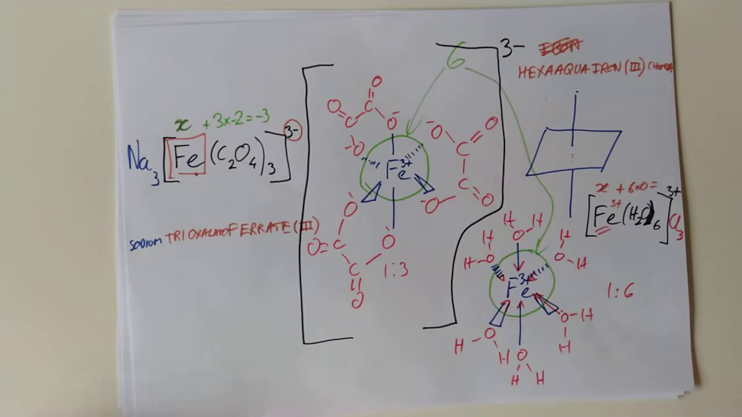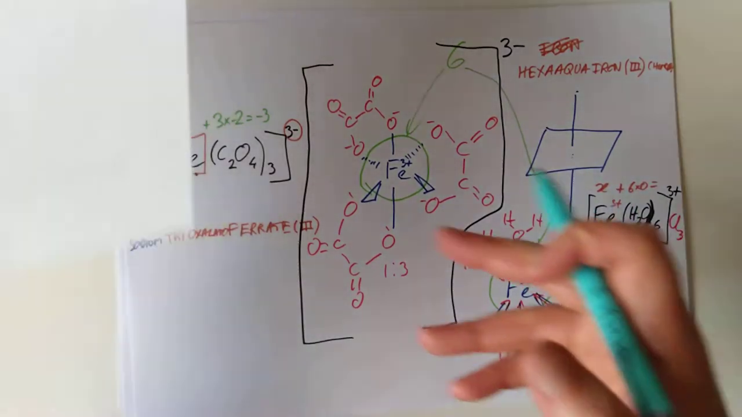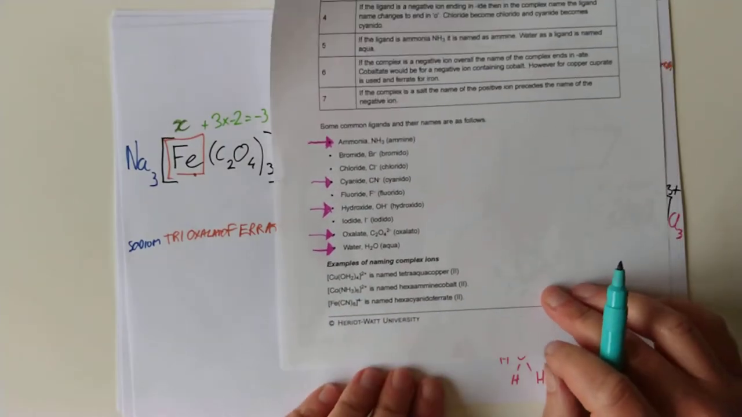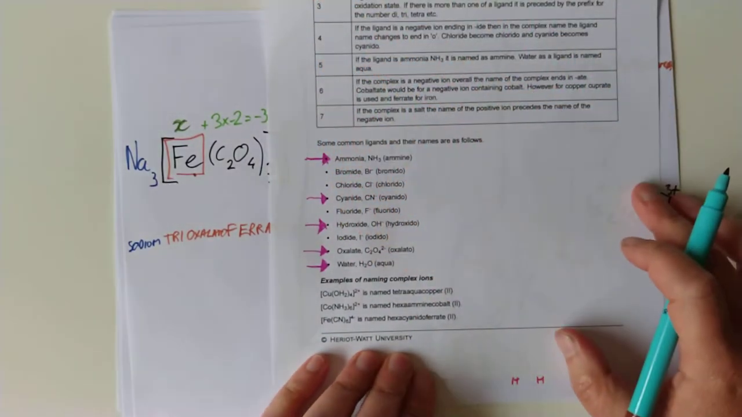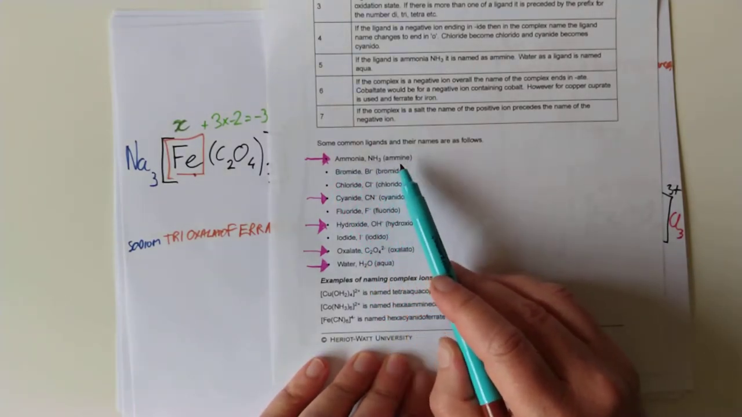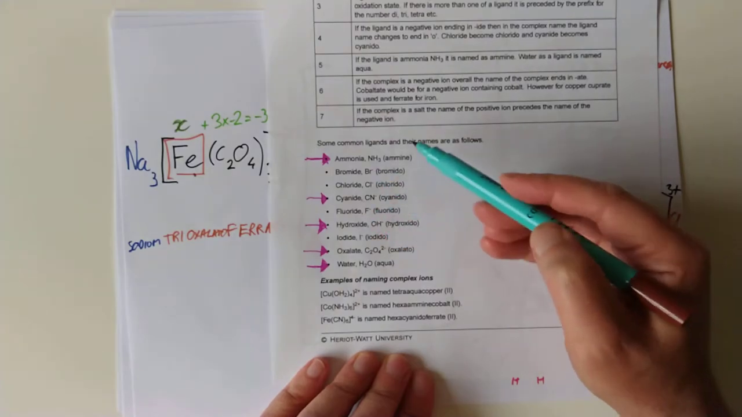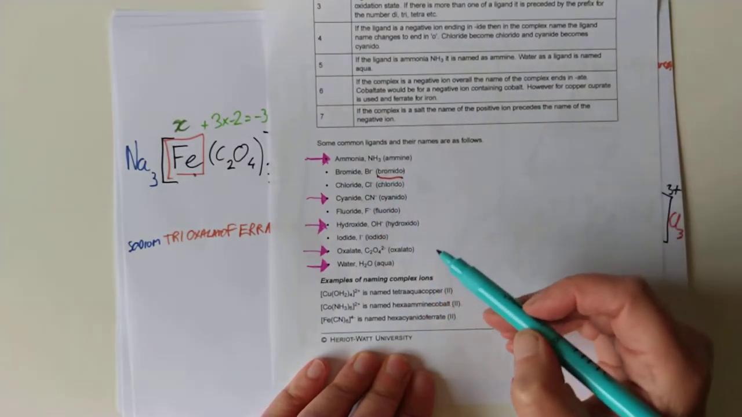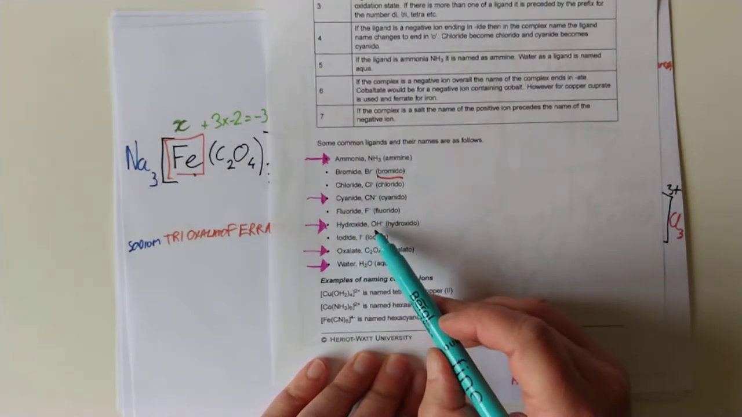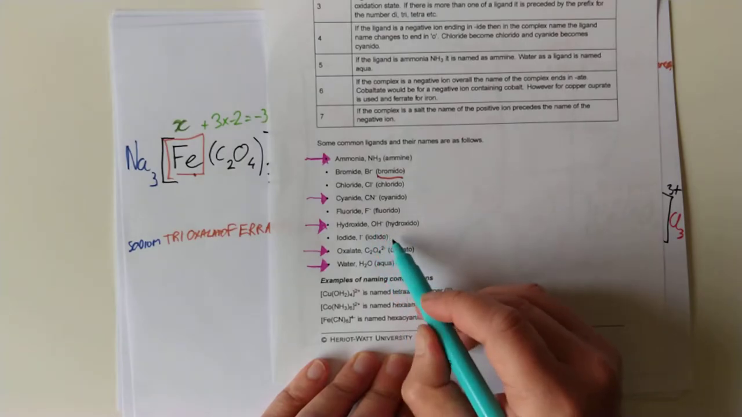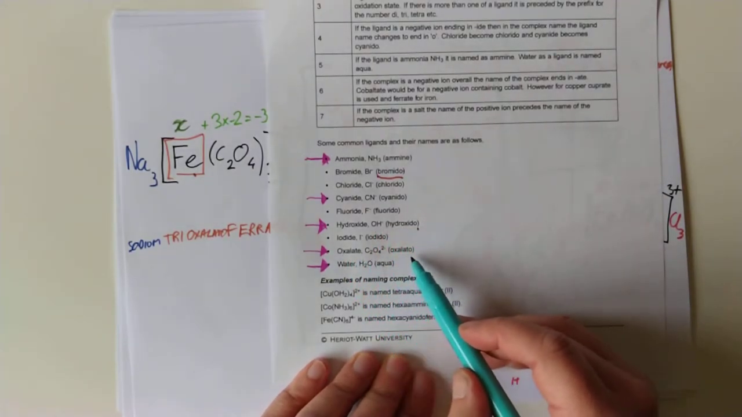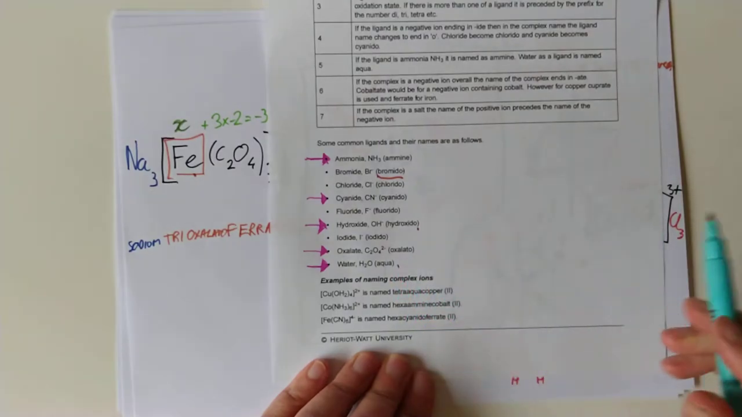Does that sound okay? I'll go back to this sheet for a second, because I had outlined at the bottom here with a nice pink arrow the ones that the SQA would love you to know about. They want you to know about ammonia as a ligand becomes ammine. All the halogens, their name remains the same, you just chop the E off the end and stick an O on it. Cyanide becomes cyanido. Hydroxide, which wasn't mentioned here, but the SQA do say it, becomes hydroxido, believe it or not. Oxalate, like I did, becomes oxalato, and water is just aqua.